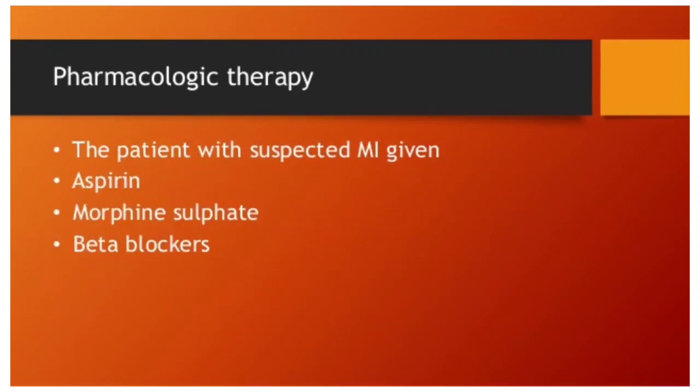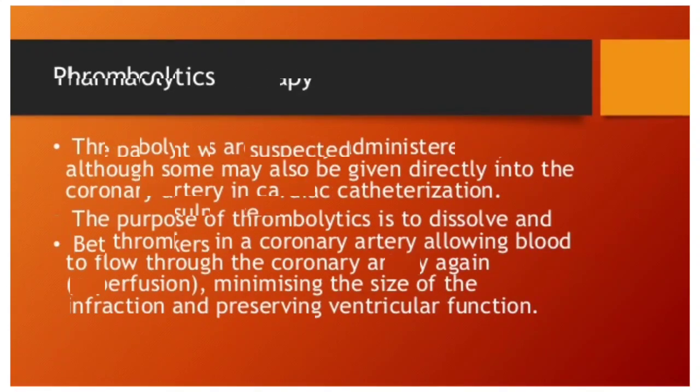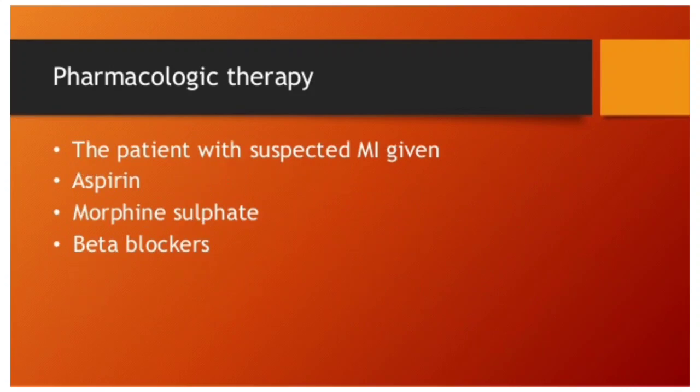Now pharmacological therapy. The patient with suspected MI should be given aspirin, morphine sulfate and beta blockers. Aspirin should be given for thinning of blood. Morphine should be given as a painkiller, and beta blockers you all know.